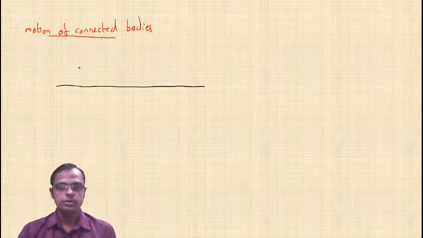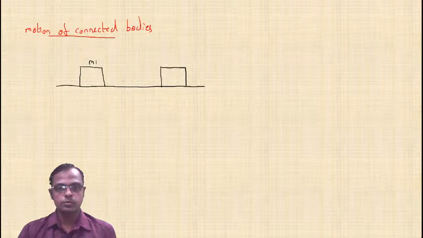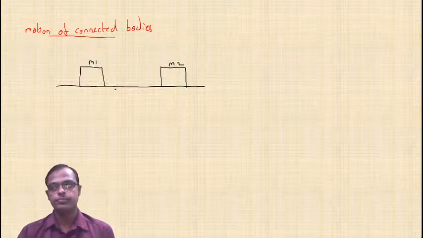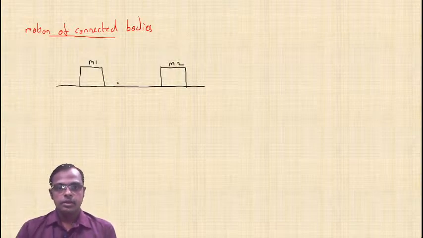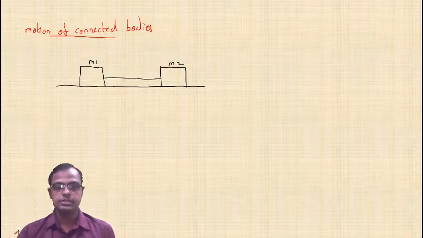See this one. This is a mass M1, and another mass is M2. You can draw any shape or any size, but they are different masses, M1 and M2. Now these two masses are connected with an inextensible string.